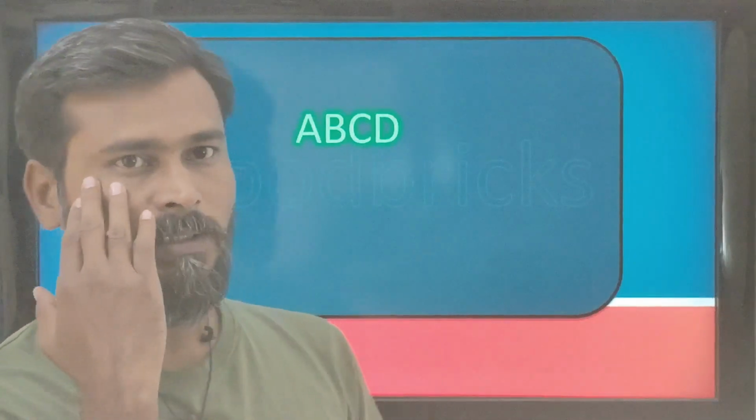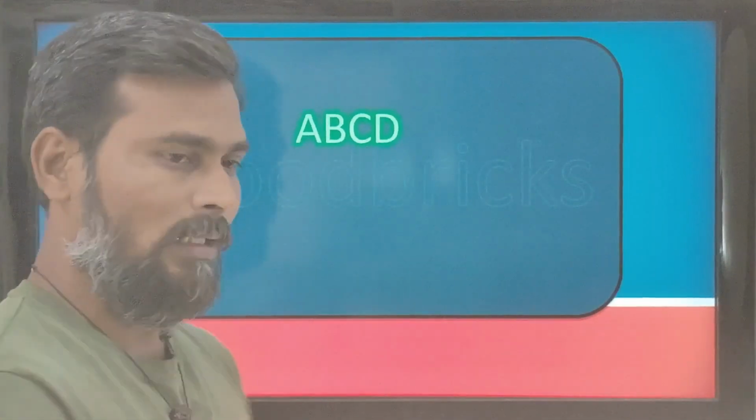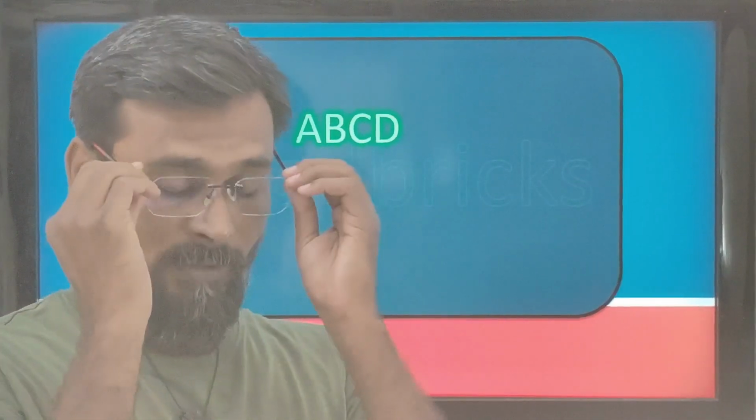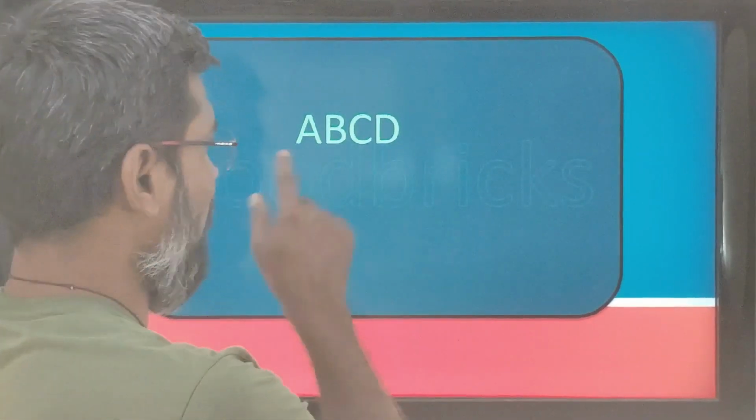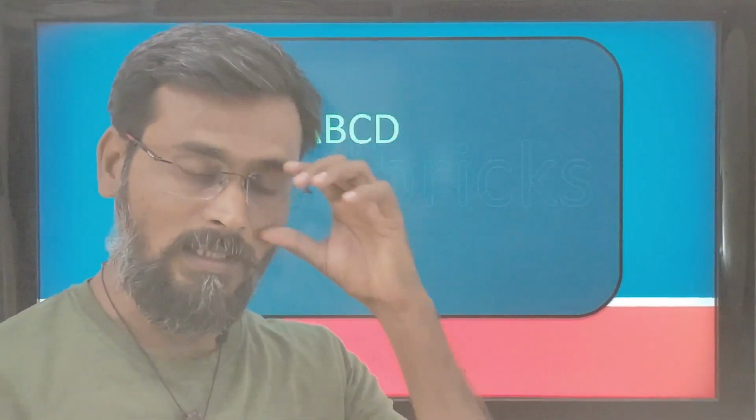See, without specs I cannot see the letters clearly, but when I wear them and see the letters, then I can see a little bit more clearly. It means these lenses are affecting my vision. So this is a little bit relevant to our question or topic. Now let us take a perfect example for our question.